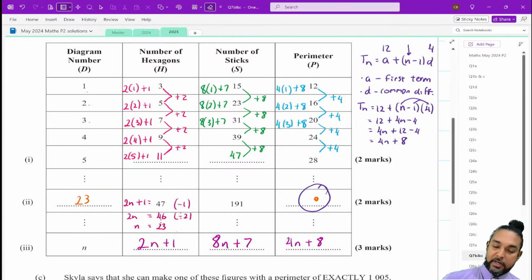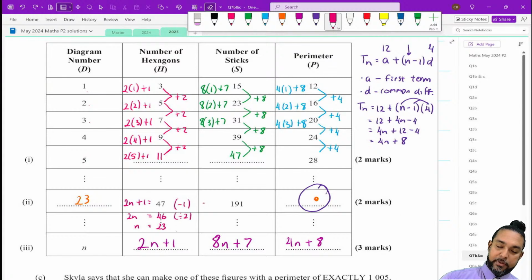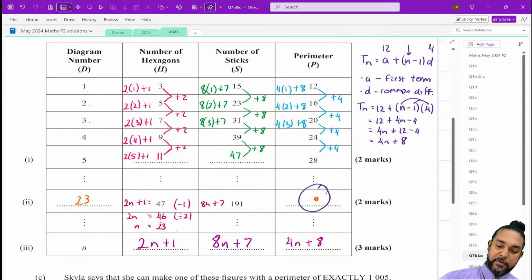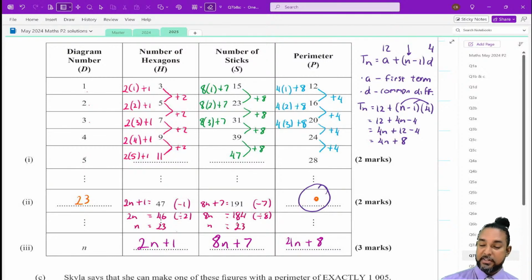Now to cross-check that, we could check it here too, right? We could put 8n plus 7 equal to 191. So first, to solve for n, you subtract 7 from both sides. So you get 8n is equal to, I think, 184. And then you divide by 8. And 184 divided by 8 is 23. Yeah, so you get the same value.